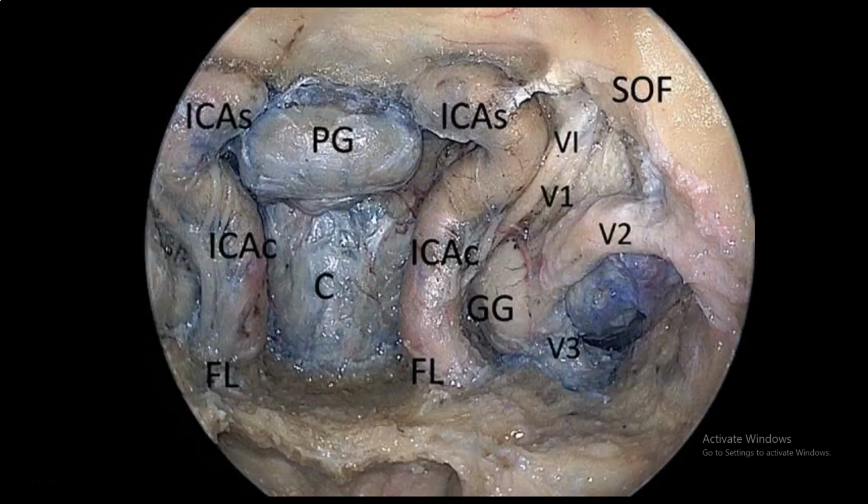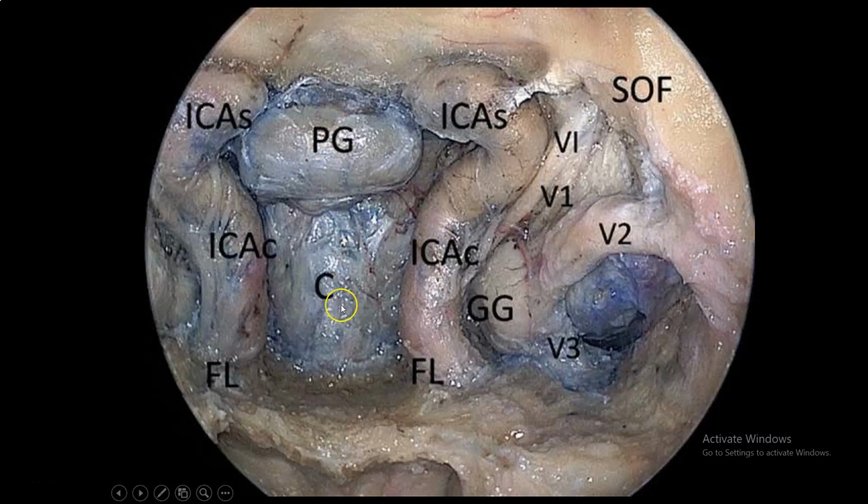And the transpterygoid. Transpterygoid, as we said, these are the pterygoid processes, and you go lateral to the paraclival carotid, and you go to the Gasserian ganglion, and you go to the lateral cavernous sinus. So what is lateral to the paraclival carotid is the Gasserian ganglion. What is lateral to the cavernous carotid is the lateral wall of the cavernous sinus going to the superior orbital fissure and the orbit.